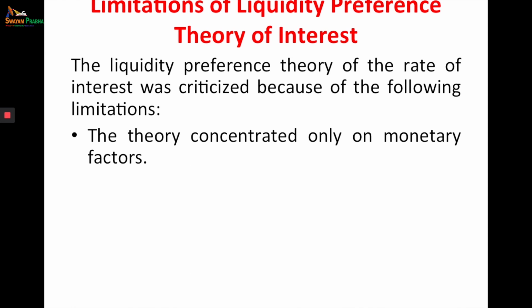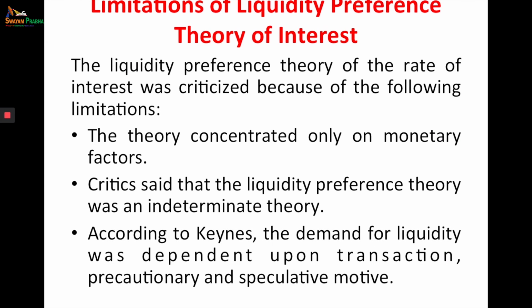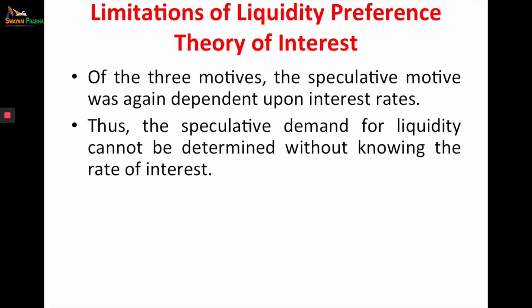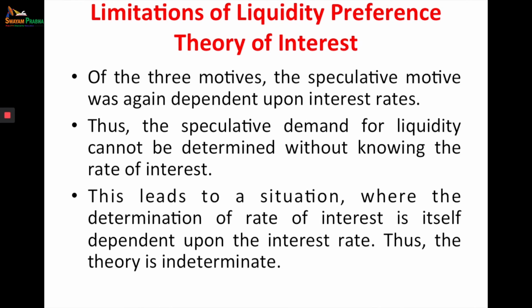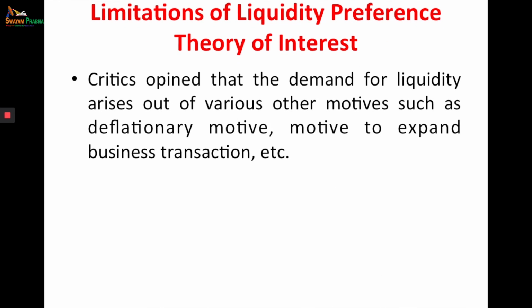For example, the theory concentrates only on the monetary factor, which is the most important drawback of this theory. Critics said that the liquidity preference theory was an indeterminate theory. You cannot say this is the perfect theory. According to Keynes, demand for liquidity depends upon the transaction and precautionary motives, which is not true. The speculative demand for liquidity cannot be determined without the rate of interest. This leads to a situation where the determination of the rate of interest itself depends upon the rate of interest.